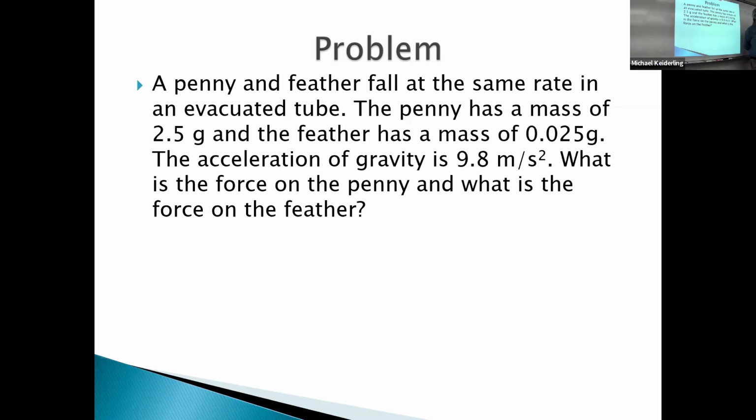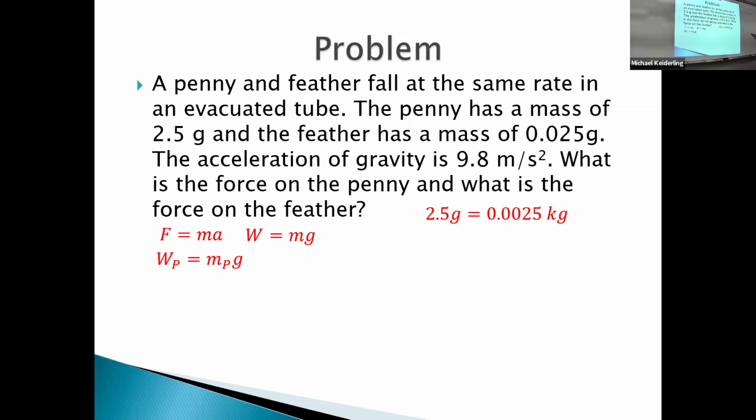So our first step will be to convert the masses to kilograms. We're going to be using force equals mass times acceleration. We know the acceleration, it's 9.8 meters per second squared. We know the masses of each object, but we need to convert those to kilograms. So the weight for this force from gravity is mass times g. So the weight of the penny is the mass of the penny times g.